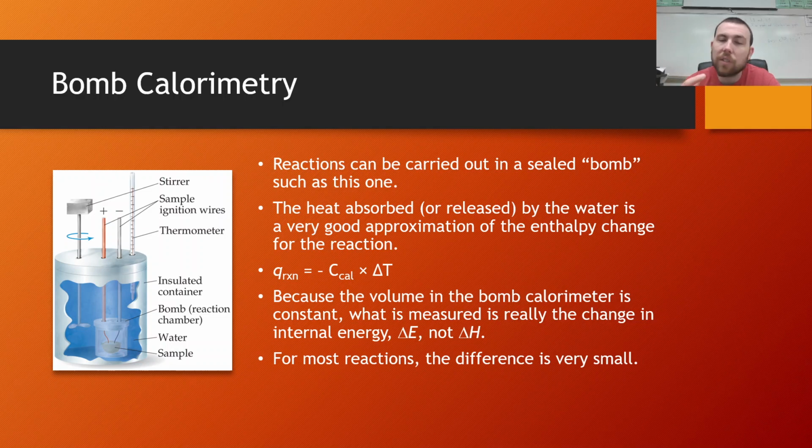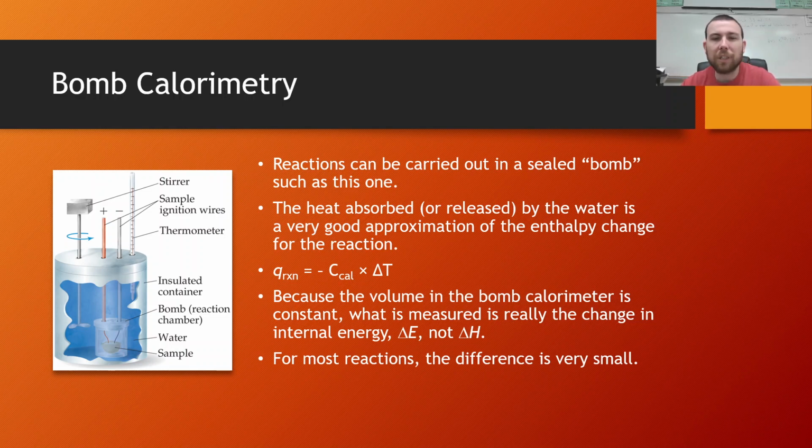Again, you've got a lot of very similar pieces. You've got a stirrer, you've got a place where the thermometer can fit in. You've got your reaction chamber where the process can take place. And then you've got your ignition wires that you can use to cause this process to take place. Now for a bomb calorimeter, which I'm fairly confident you won't have any bomb calorimetry problems on your AP exam, but Q reaction equals negative C cal times delta T, where C cal is the specific heat of your calorimeter. Now, in bomb calorimetry, the volume is constant. And so what's measured is really the change in internal energy, not enthalpy.